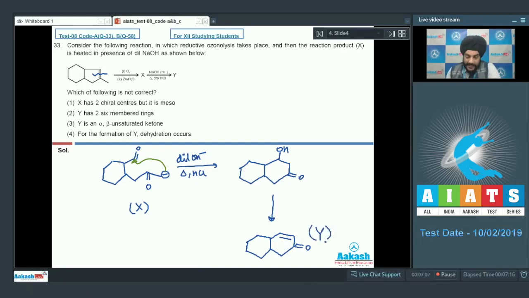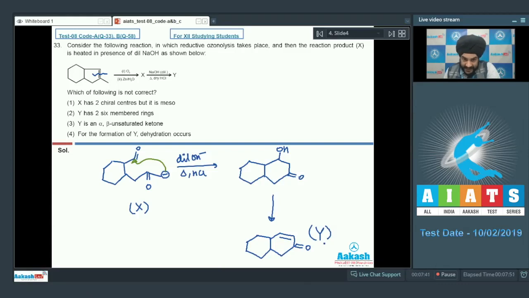Now if you look at the options, the examiner seems to be interested in the statements which is not correct. So if you look at the first option, X has two chiral centers but it is meso. So we have the structure of X. It is correct that X has two chiral centers, but the compound will not be meso as there is no plane of symmetry or there is no center of symmetry. So the first statement is incorrect.